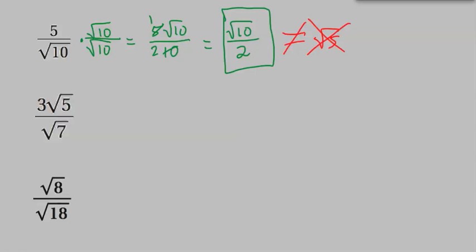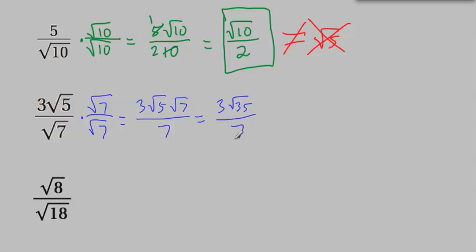All right, let's look at this next problem here. 3 root 5 over root 7. Hopefully you're getting the concept. We're going to multiply it by root 7 on the bottom to get rid of the radical. If I do that, I got to multiply the top by root 7. So top times top again, 3 times root 5 times root 7, over root 7 times root 7 is 7. I need to simplify the top one more time. 3 times root 35 over 7.